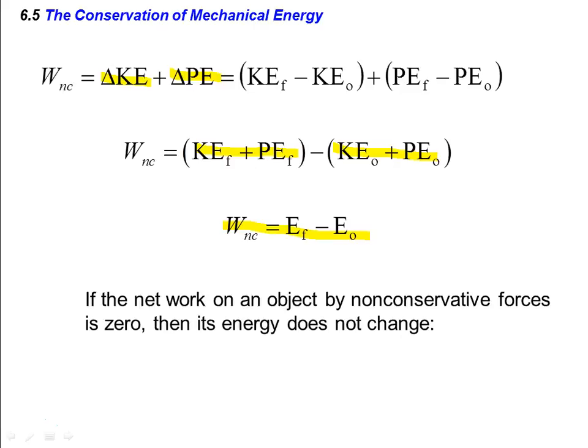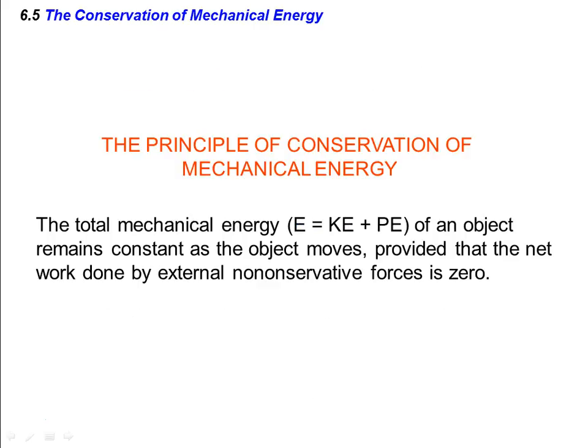Well, what happens if the net non-conservative work is zero? If the net work on an object by non-conservative forces is zero, then the energy has to be conserved. And so the energy we start with must also be the energy we end with. This brings us to the principle of conservation of mechanical energy.